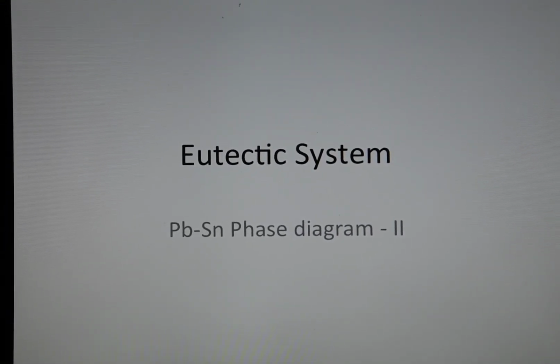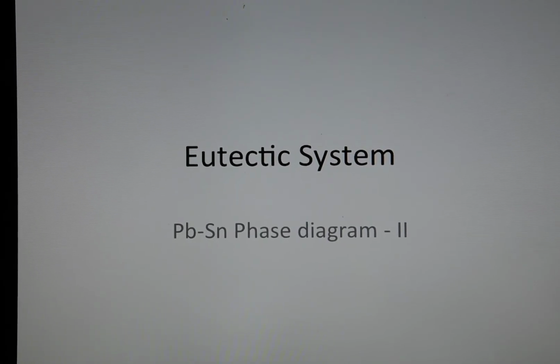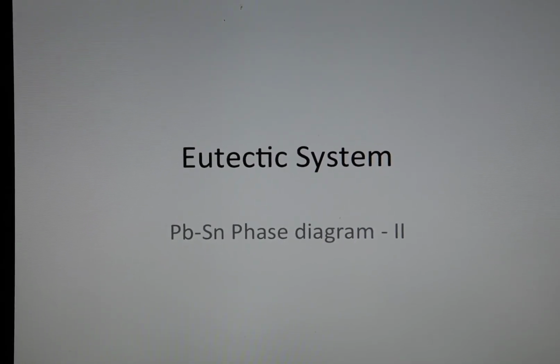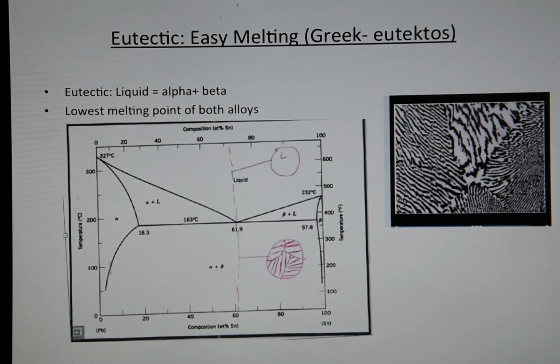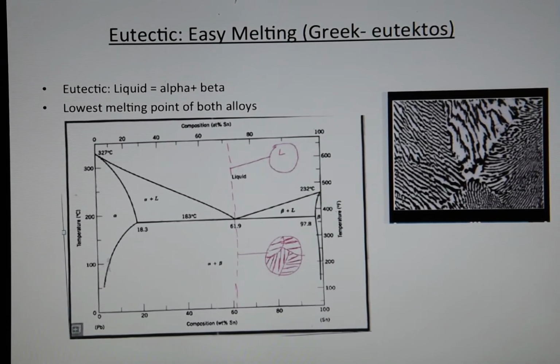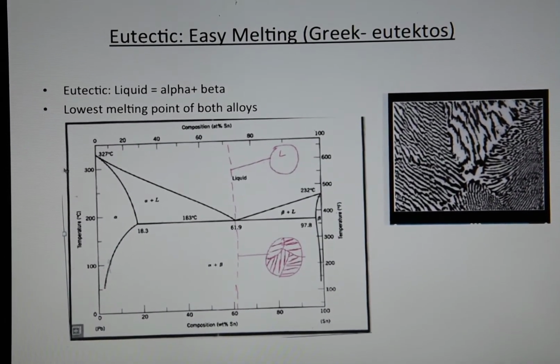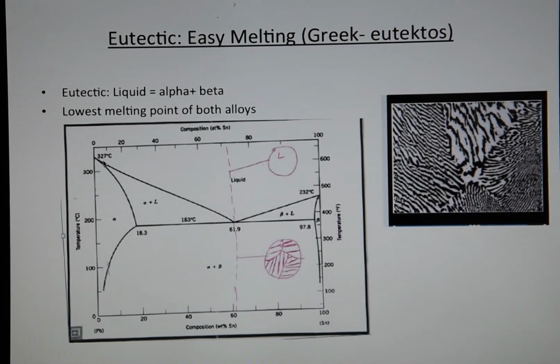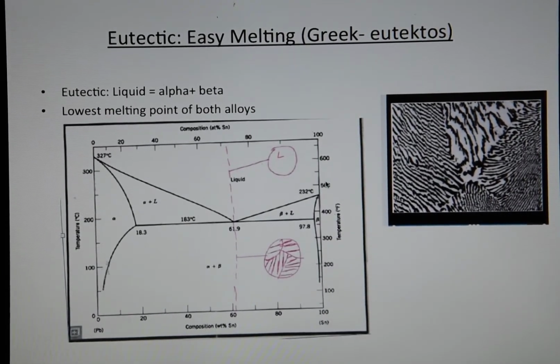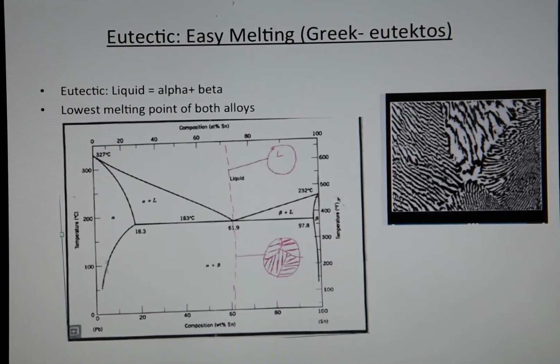Today I'll be talking about eutectic systems, specifically the lead-tin phase diagram. So eutectic simply means easy melting, and this is taken from the Greek word eutectus. If you look at this phase diagram here, this temperature 237 degrees Celsius is the melting point for pure lead, and 232 degrees Celsius is the melting point for pure tin.